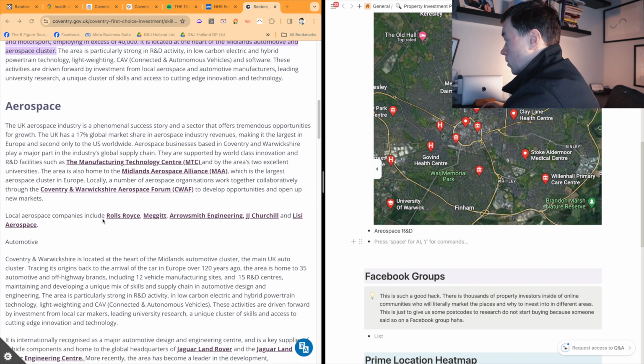Alright, so there's a couple of big hitters here. Rolls-Royce, Aerosmith Engineering. Let's find out where these are. Rolls-Royce.